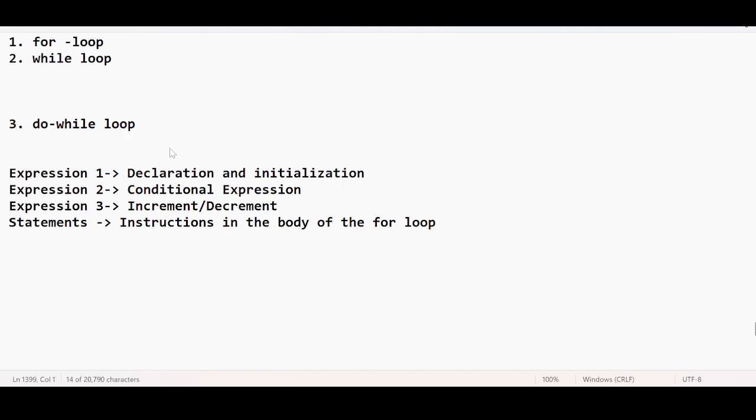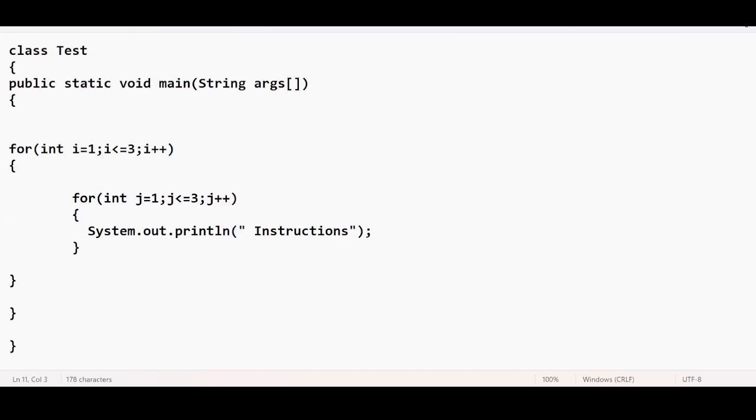And we have expression one, which is going to talk about the declaration and initialization. Expression 2 is the conditional expression. Expression 3 is increment or decrement. And the statement is nothing but the body of the loop. Today we will conclude all this with small problems. We will also prepare the cheat sheet.